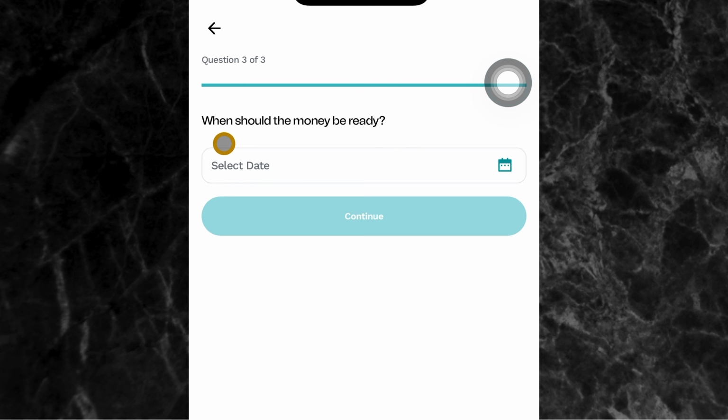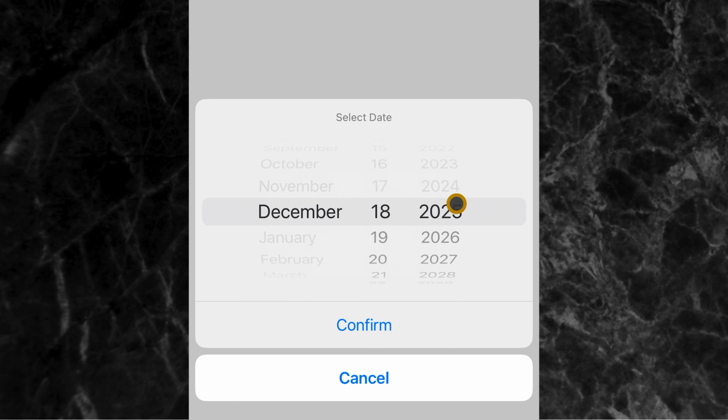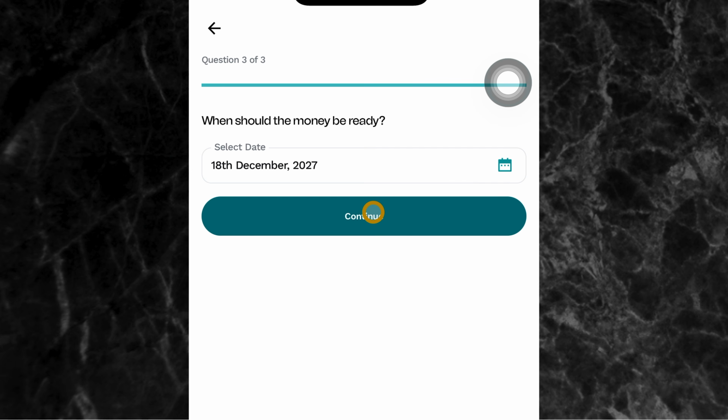And then next thing they will ask you is when should the money be ready? So for this one, I can say, okay, I want the money to be ready maybe in the next 2 years, maybe in 2027. Just put it right there. This is December 18. Just put any date and then click on confirm. And then once you've done that, click on continue.